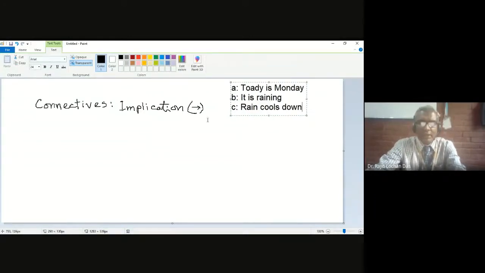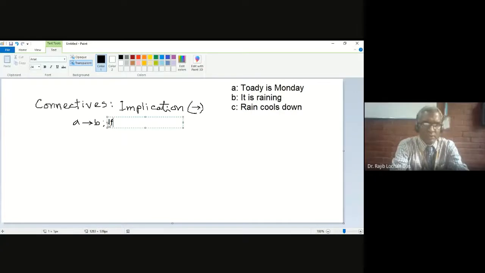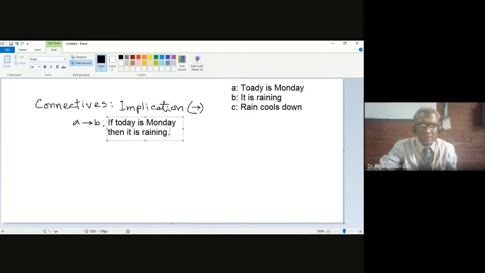And I can write A, then implication, then B. So that is A implies B. What will be the sentence? I already told you. The sentence will be, if today is Monday, then it is raining, right? It is like that.